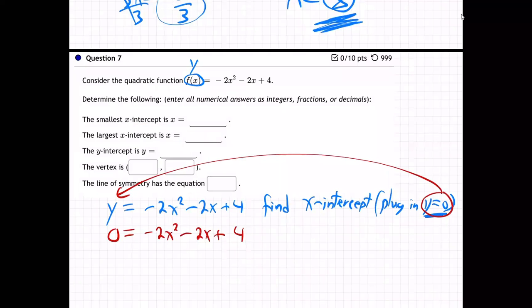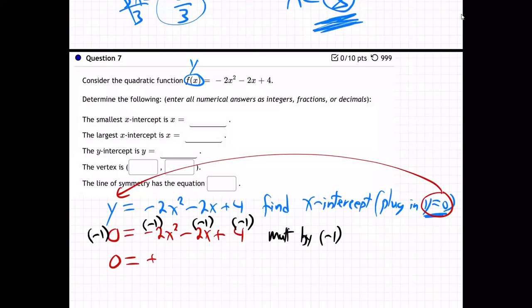And so now we need to factor this thing. Now, it's hard. We don't want the front to be negative. So I'm going to multiply by -1 here, here, here, and here, all the way through. So -1 times 0 is 0. Negative times negative is positive here. 2x squared plus 2x minus 4.